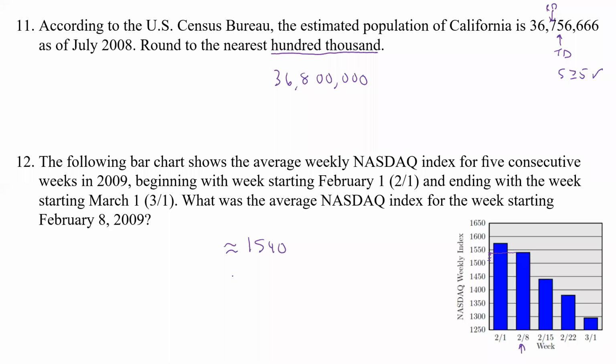And again, this is where we can use that approximately equal to. It's not exactly equal to because we can't really tell, but it's going to be approximately 1540. Maybe it's 1545 or 7 or 1537, you know, but it's in that vicinity anyway.